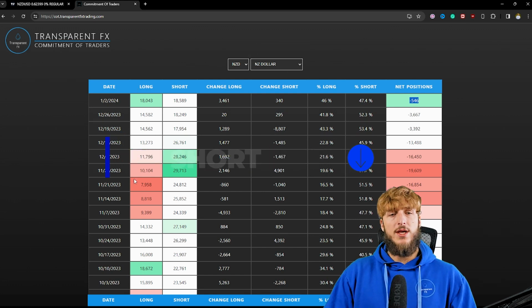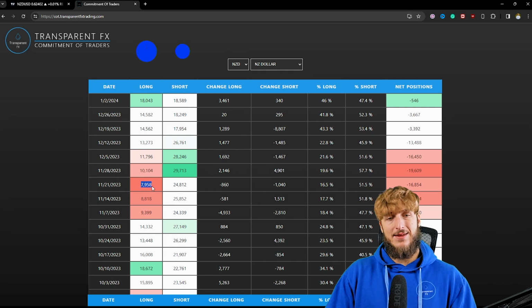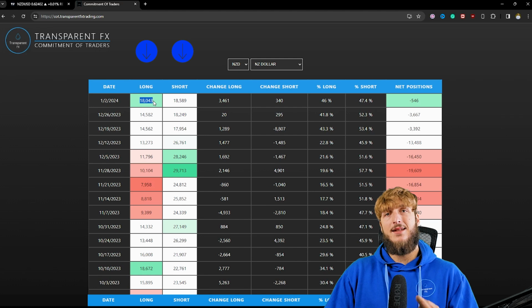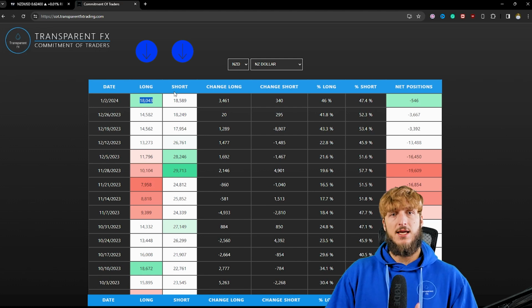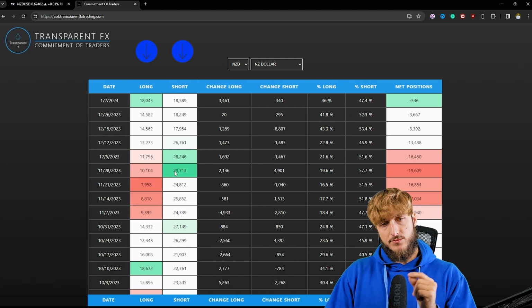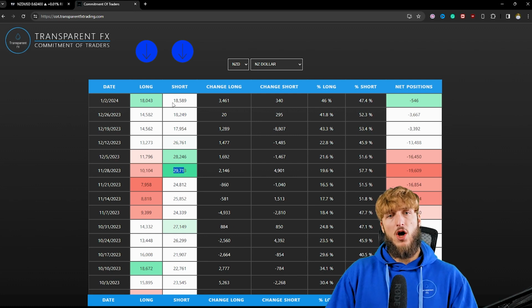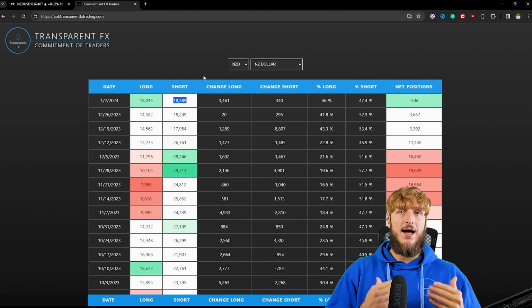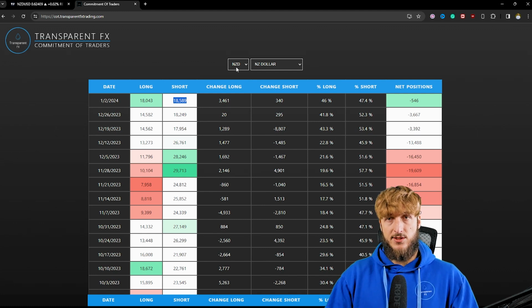In fact, we can see how institutions went from having 7,958 longs all the way up to having 18,043 longs, and shorts got decreased from around 29K all the way down to 18K. So clearly, hedge funds have been adding longs and closing shorts on the NZDUSD. Therefore, they expect more bullish continuation.